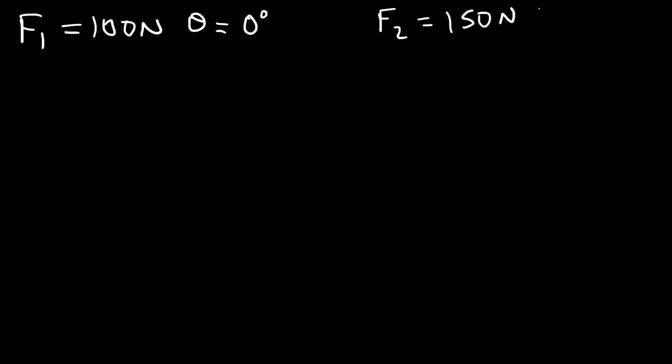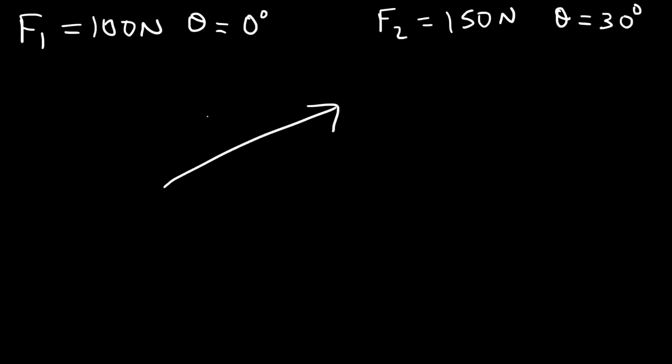First, let's relist what we have. The first vector has a force of 100 newtons, and its angle, it's east, so it's on the x-axis, so it has an angle of 0 degrees. The second force vector has a magnitude of 150 newtons, and it has an angle of 30 degrees relative to the x-axis. Now, what you want to do is add these vectors using the component method. So you want to break these forces into their components, add their respective x and y components, and then you could find the resultant force vector.